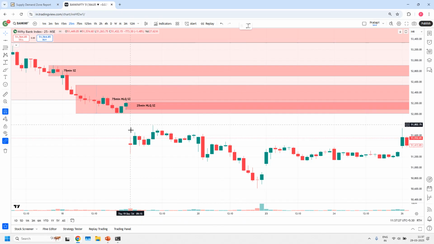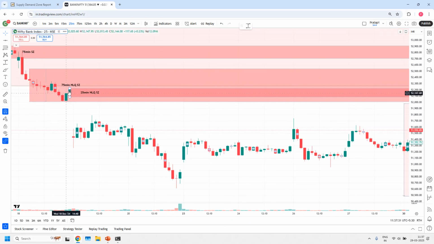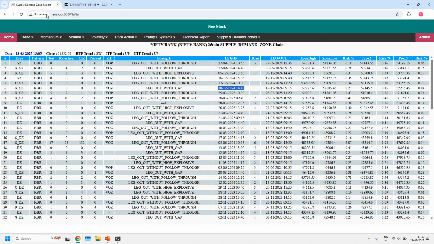So rally, base, drop. So we got a rally base drop, 25 minutes high liquidity supply zone. See, rally base drop. And it is a fresh zone, not tested. Okay, next, what else do you have? You have one more 25 minute zone, tested 5 times.